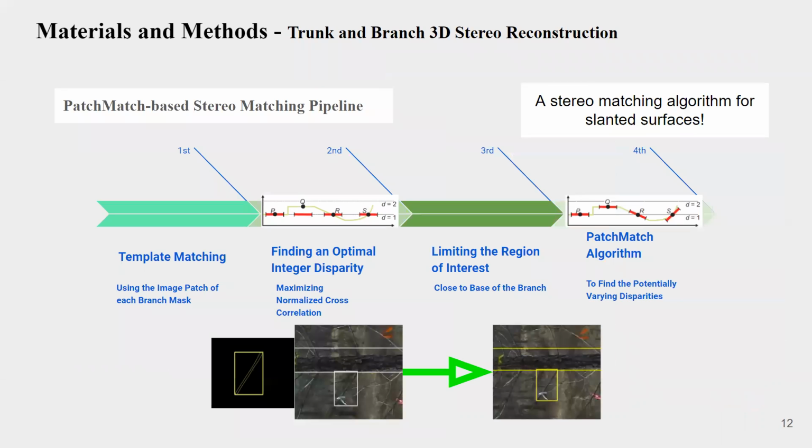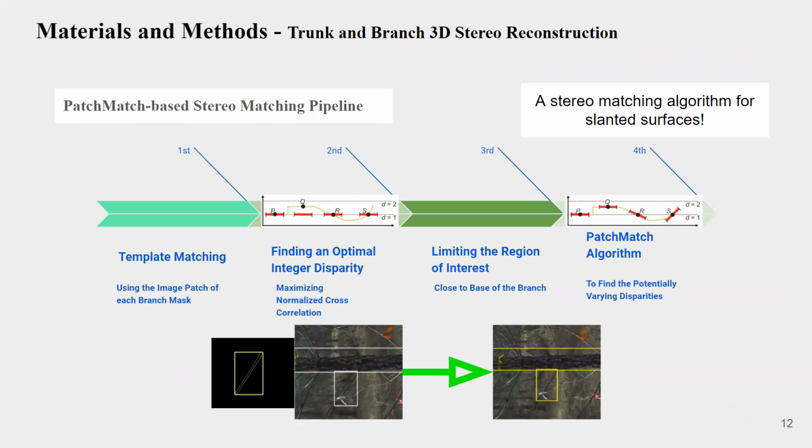This approach begins with template matching utilizing image-based templates of each branch mask. The ideal integer disparity value for each bounding box was then determined by maximizing the normalized cross-correlation image similarity metric. Only the region near the base of each branch mask was used. The implicit assumption that pixels within the support region have constant disparity does not hold for the branches.